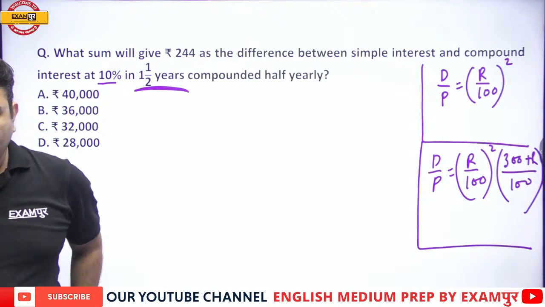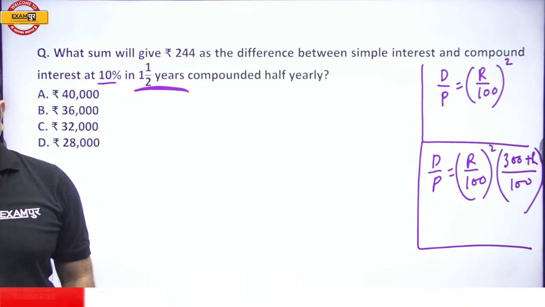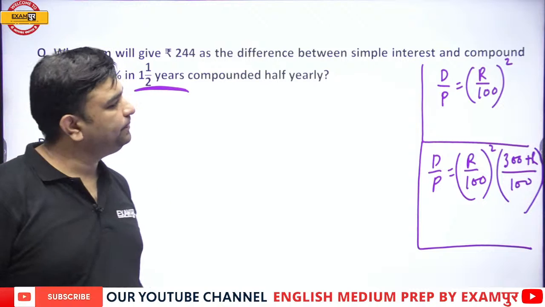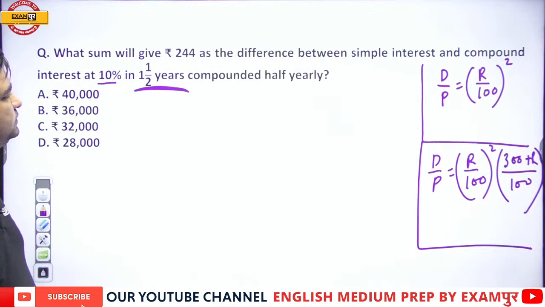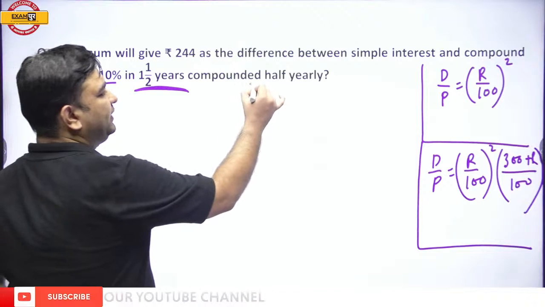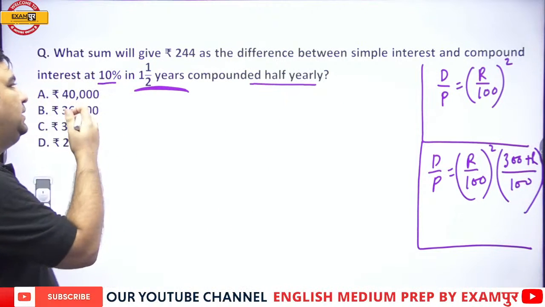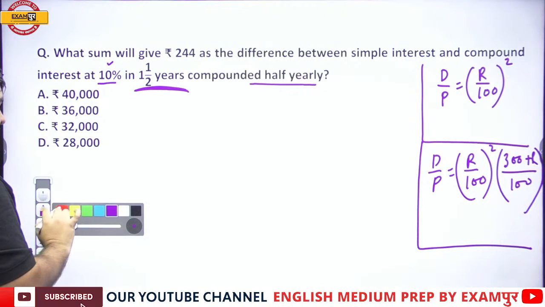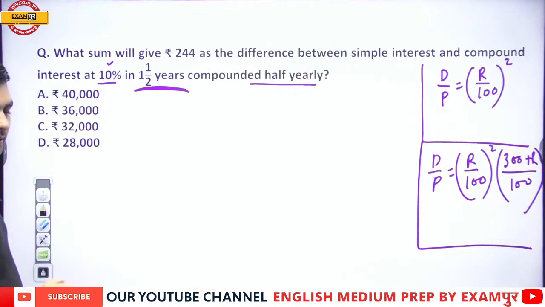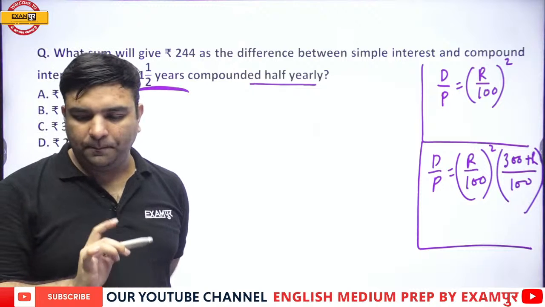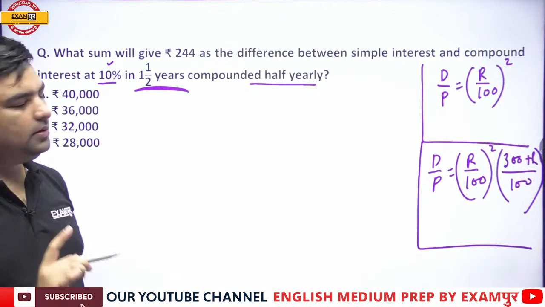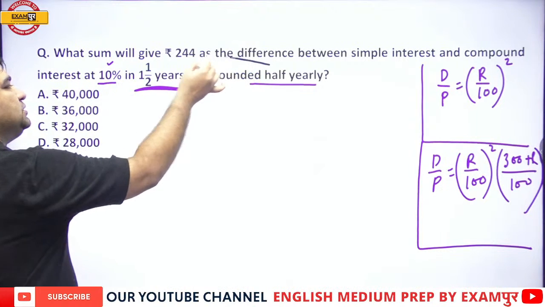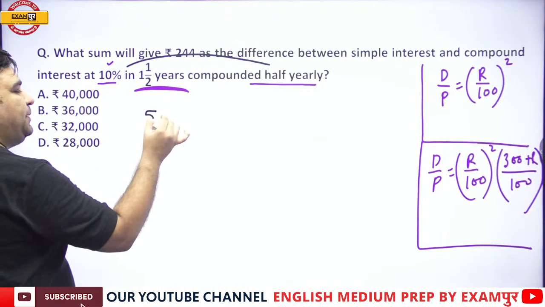1.5 year, compounded half yearly. The rate is given as per annum. If nothing is said, we will take it per annum. So 10% per annum means 5% per half yearly.